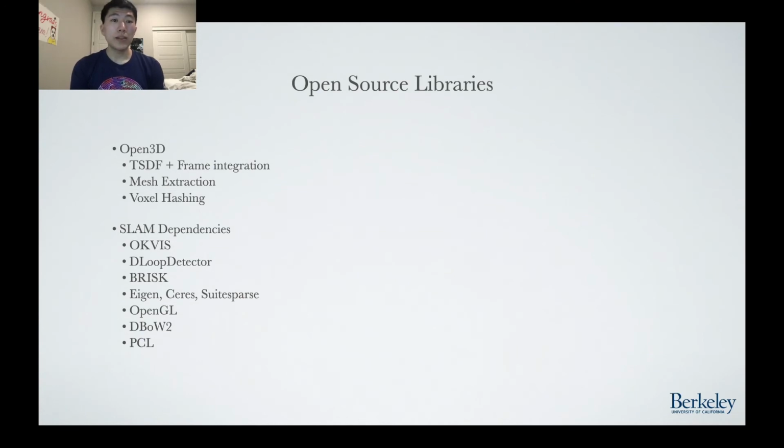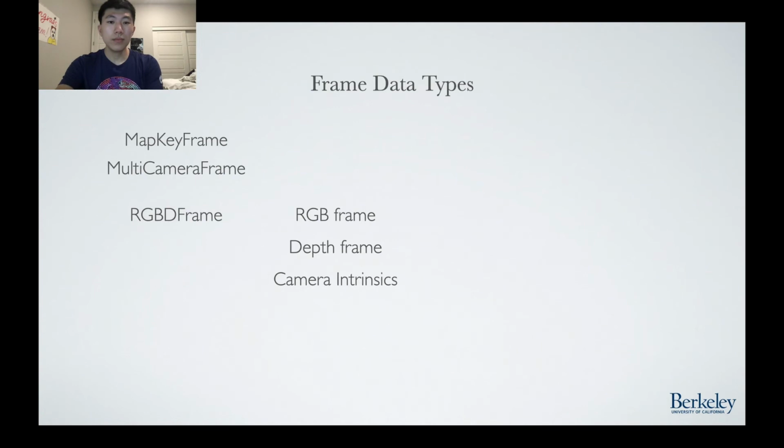The SLAM dependencies are also listed here for convenience. The frame data types used in 3D reconstruction are the map keyframe, multi-camera frame, and RGBD frame. The first two are used for input and output to the SLAM system of OpenARK. The final frame data type, RGBD frame, is used for integration of frames into the TSDF.